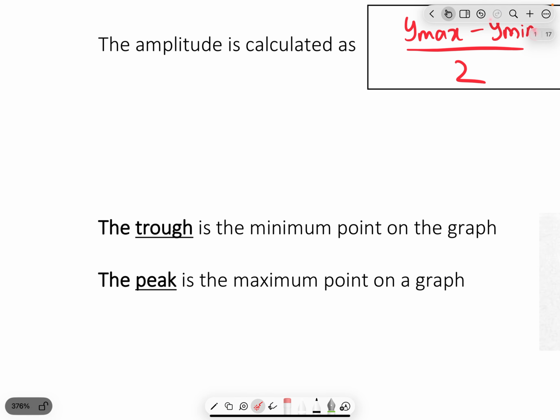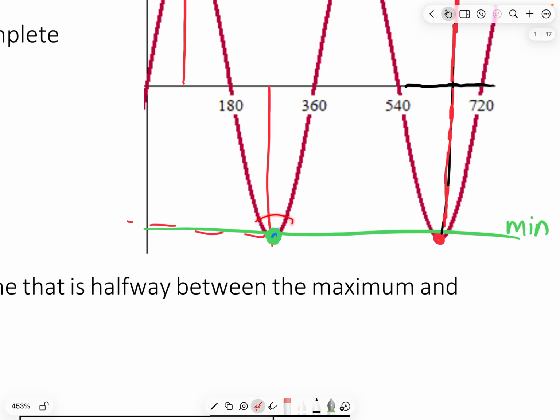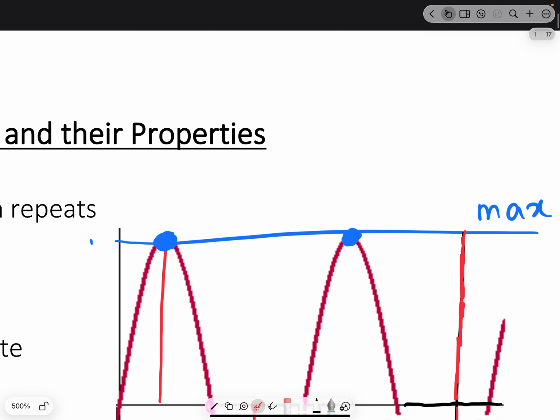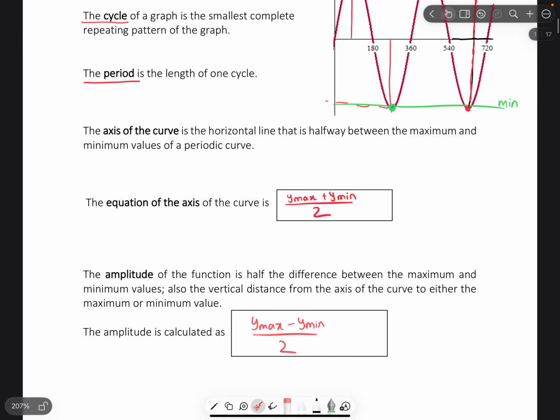Mr. T is usually just going to say maximum or minimum, but these are some vocabularies he might use on the quiz, right? So the peak is the maximum point on the graph, and the trough is the minimum point on the graph. As we stated here, the minimum is the least y value that your graph touches, and the max value is the highest y value your graph touches.